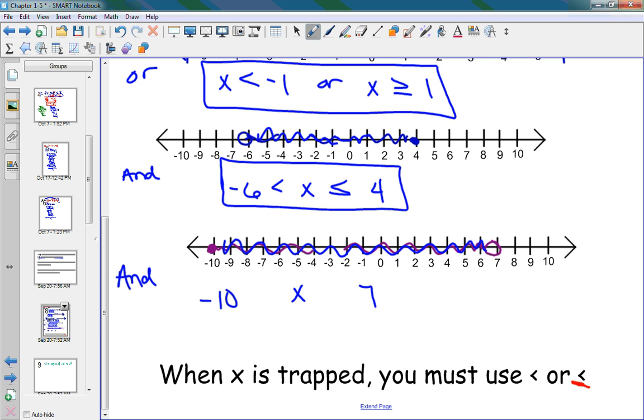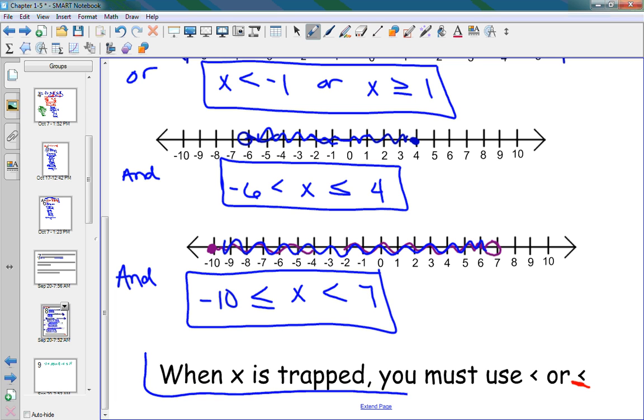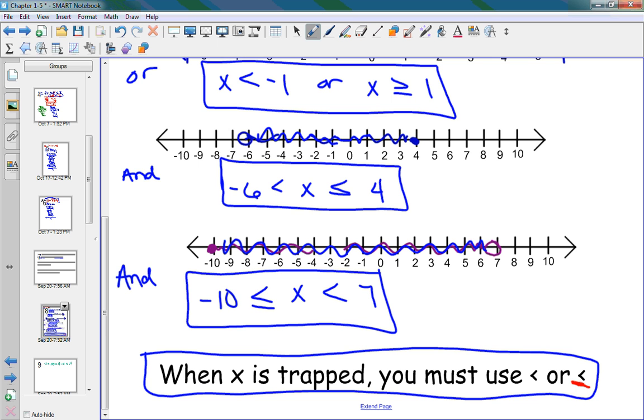And just like the previous example, X is trapped between two numbers, so therefore the relationship between -10 and 7 is always less than. And I asked the question, can it be -10? Is it open or closed? It's closed, so therefore I add the less than or equal to symbol. Can it be 7? No, it can't, so it's strictly less than, and this is done. Now, what you need to know is when X is trapped between two walls, the symbols you have to use are less than or less than or equal to every time. Okay?